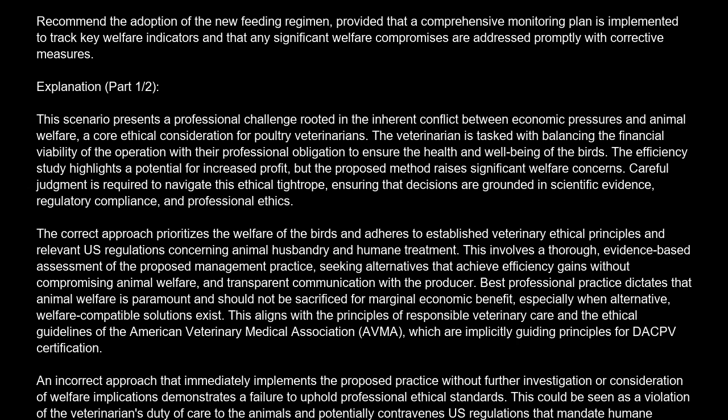An incorrect approach that immediately implements the proposed practice without further investigation or consideration of welfare implications demonstrates a failure to uphold professional ethical standards. This could be seen as a violation of the veterinarian's duty of care to the animals and potentially contravenes U.S. regulations that mandate humane treatment and prohibit unnecessary suffering.